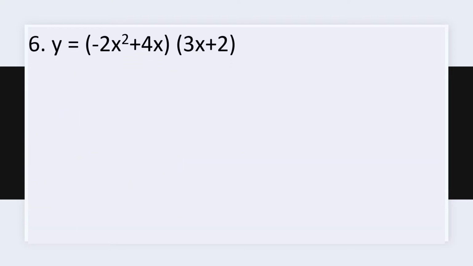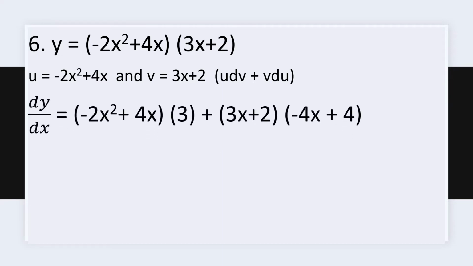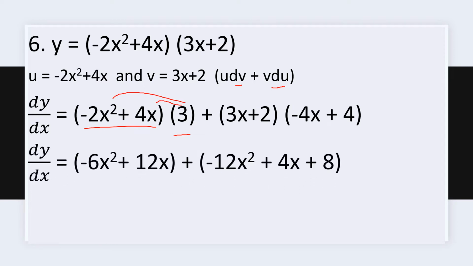How about this one? Still product rule, u dv plus v du. Our u is negative 2x squared plus 4x. Our v is 3x plus 2. Copy the u, then dv, the derivative of v, which is 3, plus copy the v, 3x plus 2, times du, the derivative of u, the derivative of negative 2x squared plus 4x, which is negative 4x plus 4. Multiply using the distributive property, so we have negative 6x squared plus 12x.